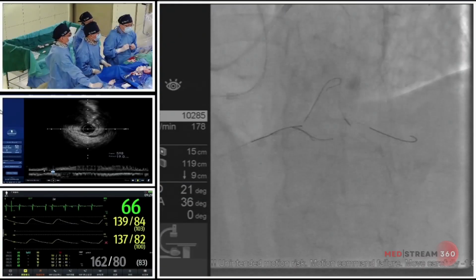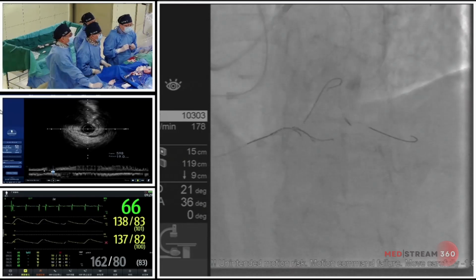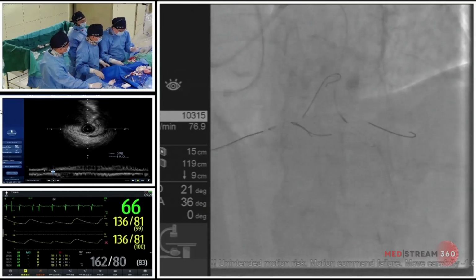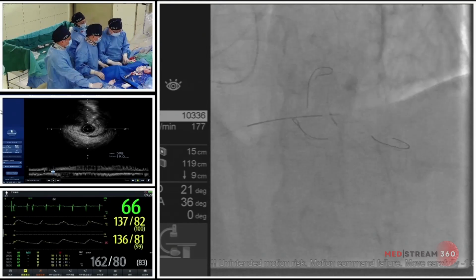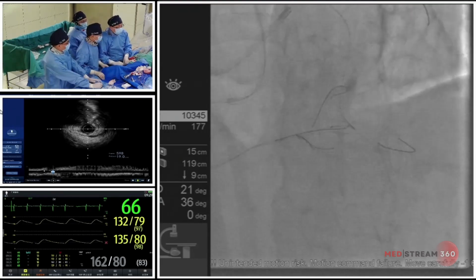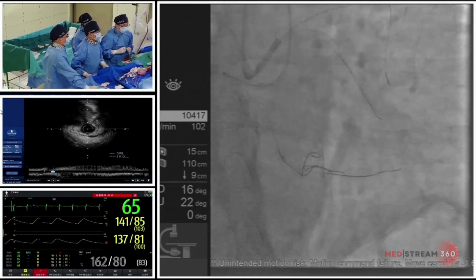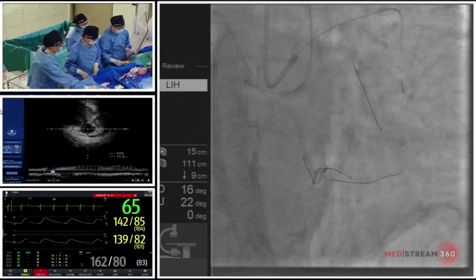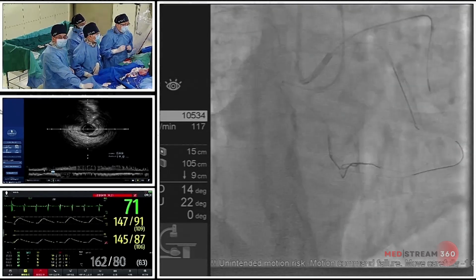Here, a little bit difficult. Yes. I think, as we know, there is an angle here. Epicardial, please. I think this is a pretty tough situation because it is a CTO case and also a bifurcation situation. Okay, I think I need a stiffer wire, maybe. Yeah.